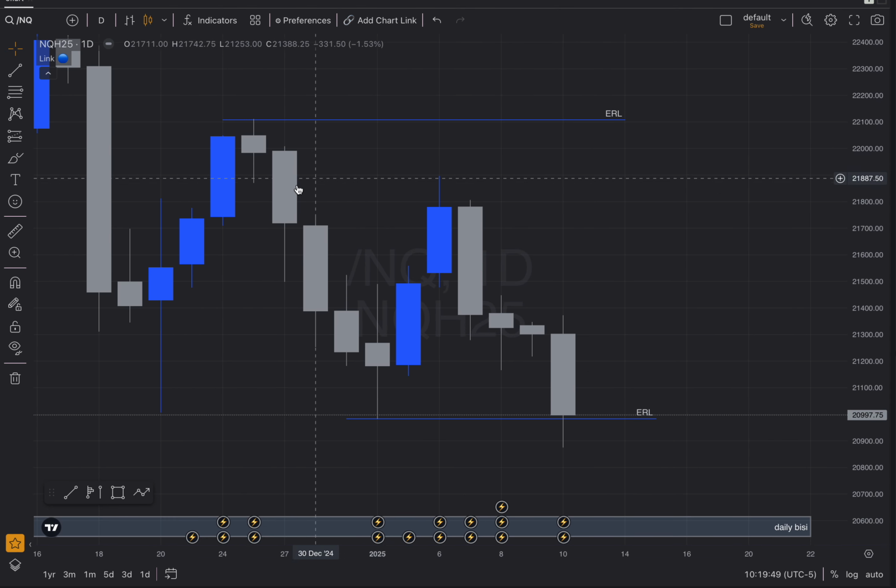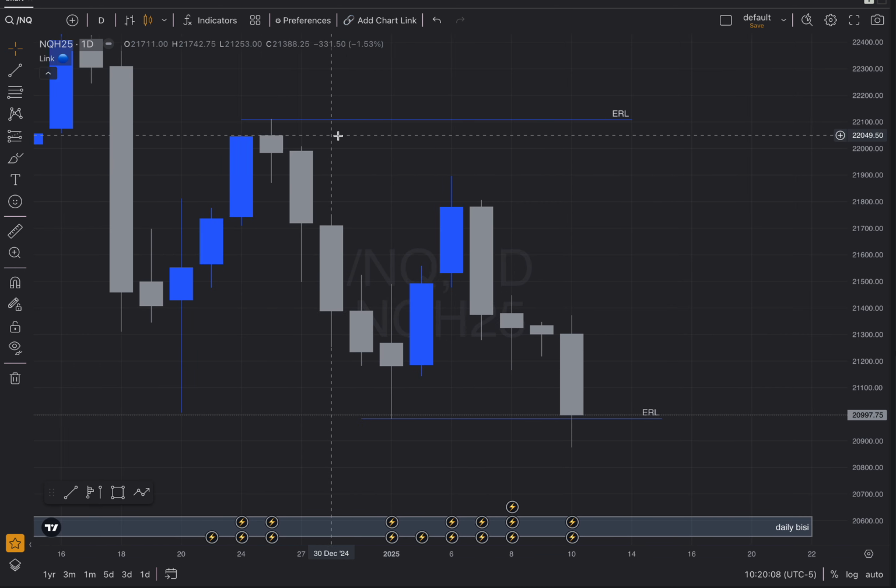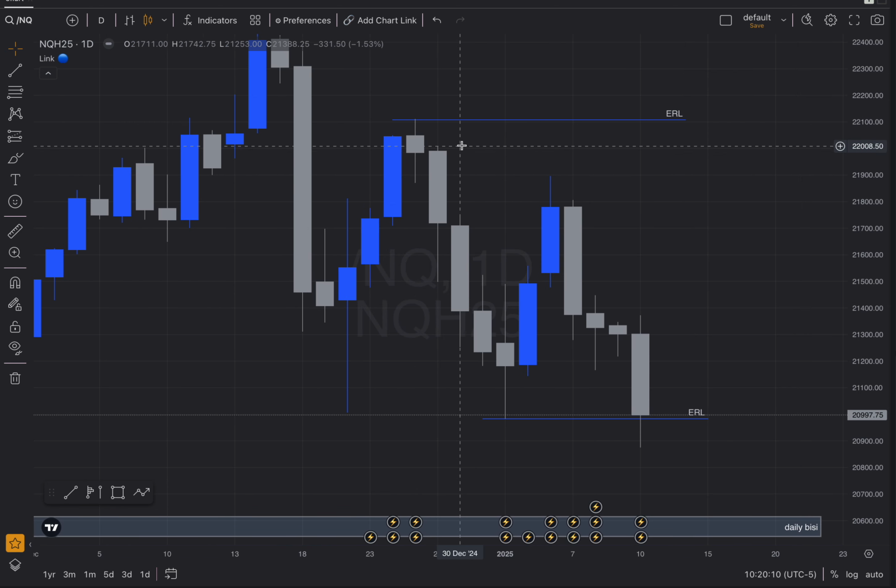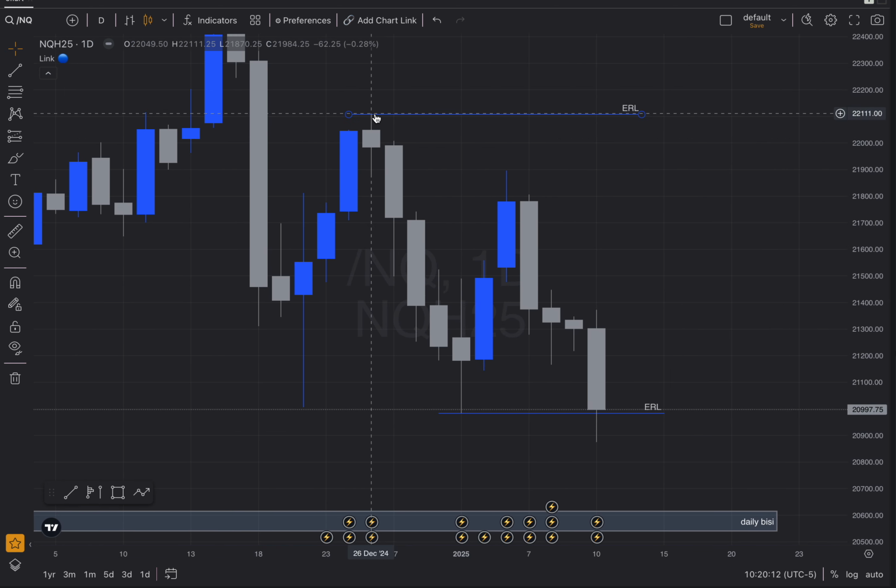So right here, as you can see, I have my external liquidity mark. Price likes to do two things overall. It likes to go from external to internal, and then internal to external. So with your external liquidity, what I like to mark off are the swing highs and lows.